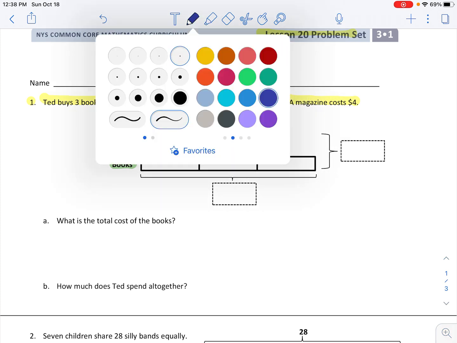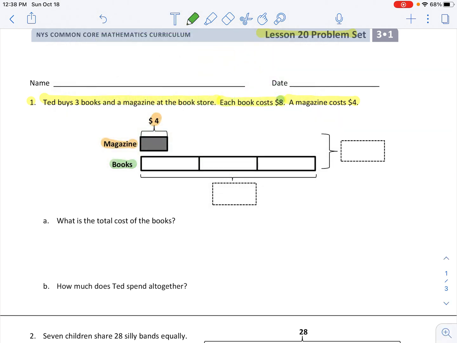Okay, so I'm going to write that into my books tape diagram, and I use green since that's what I highlighted with. I almost put $4. They're not $4. They're $8 and $8 and $8. So how much are the books? Okay, that's this part of the tape diagram. 8 plus 8 plus 8, 3 groups of 8. The books are $24.